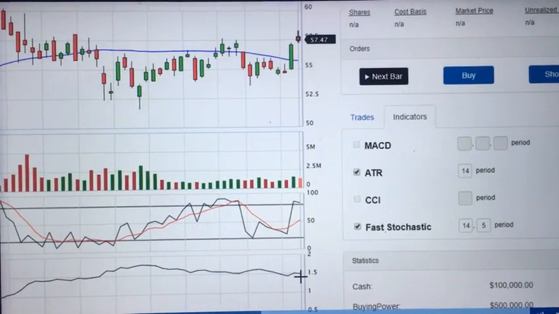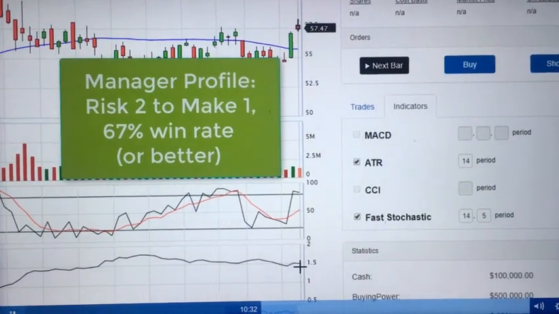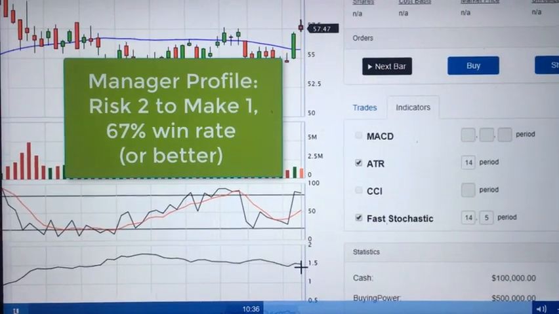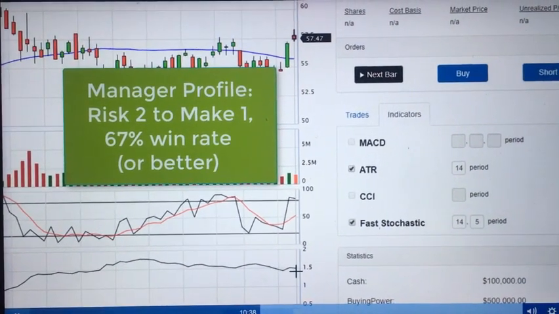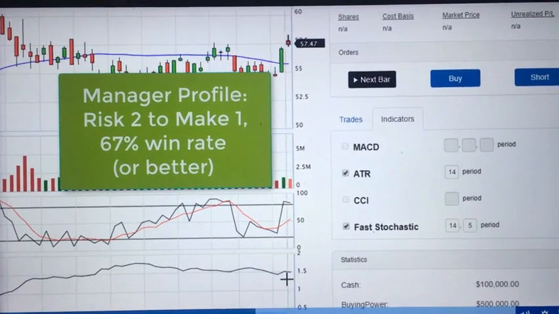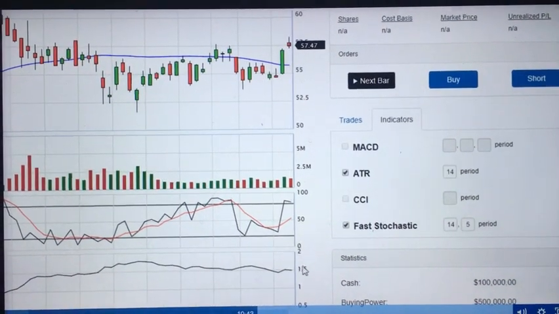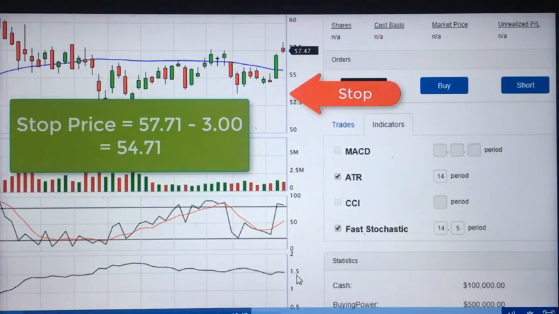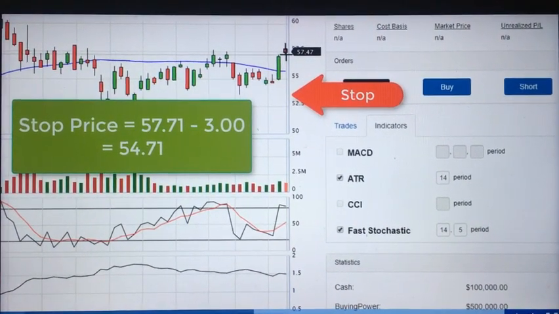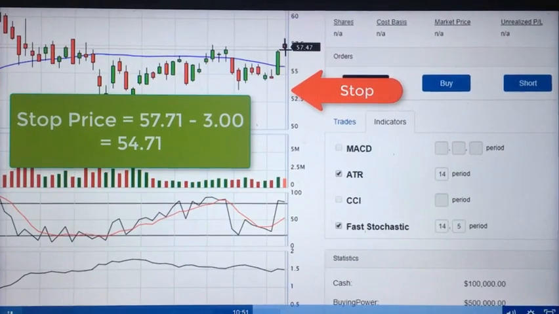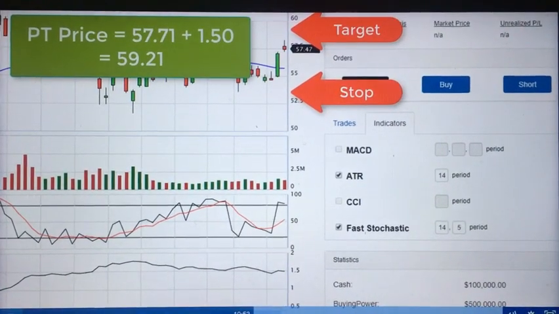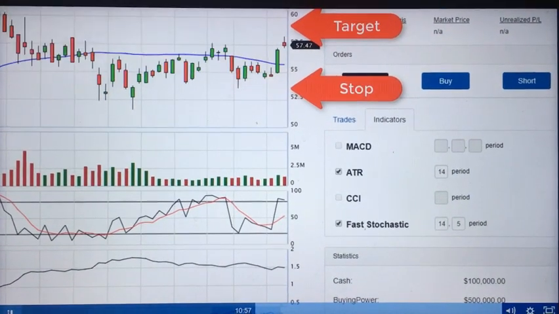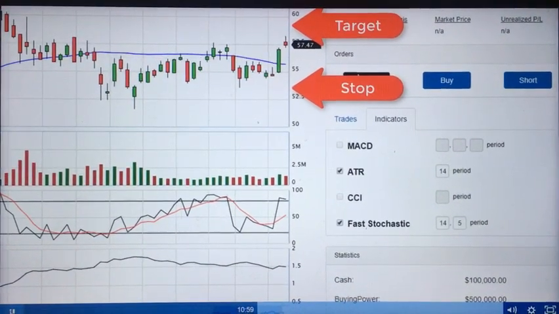Let's use the example where we're going to go with the manager, the office manager profile. We're going to risk 2 to make 1. So what I'm going to do is I'm going to set my stop loss at 1.50 times 2. That'll be $3 lower than my entry price. And I'm going to set my profit-taking target at $1.50 higher than what I see on the price. So we simply advance the chart 1 bar at a time.